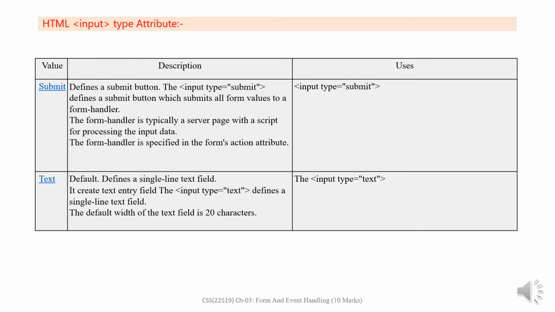Okay. Now next is text. Text is the default. It defines a single line text field. It creates a text entry field as input type equal to text, and it defines a single line text field. Okay. The default width of the text field is 20 characters.